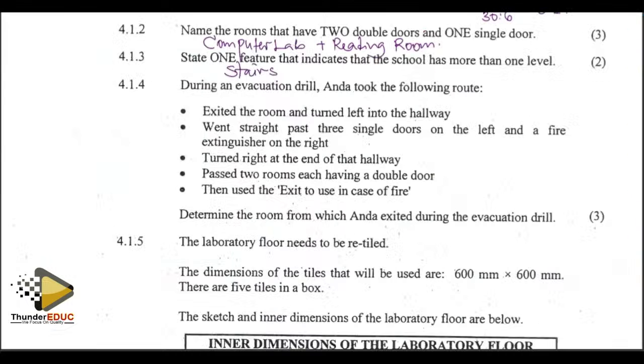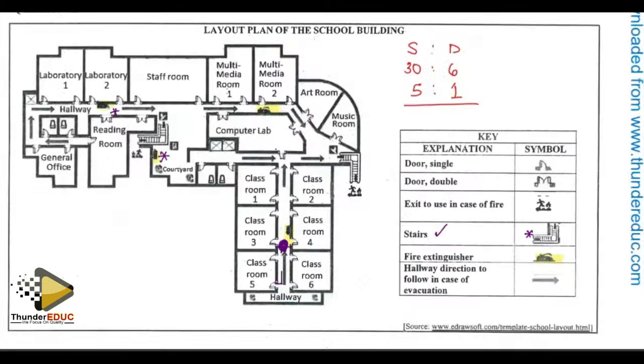So exit the room, turn left into the hallway. Okay, past 3 single doors, fire extinguisher on the right. Turn right at the end of the hallway. Past 2 rooms, each having double doors. Another hint is here. So when you go here and you turn right, because if you turn left from this room, you pass 1, 2, 3.